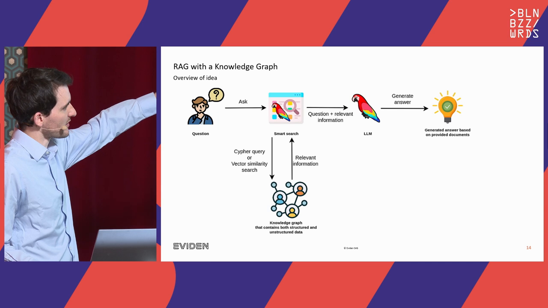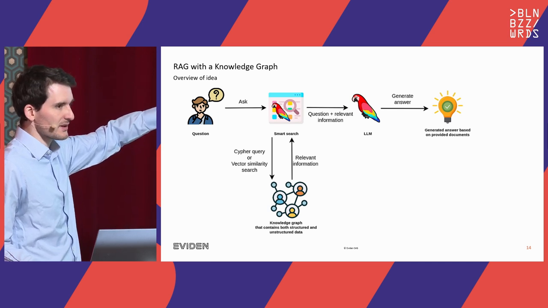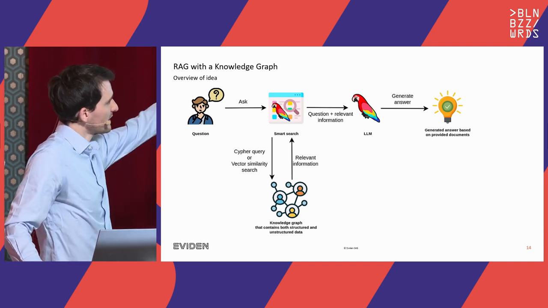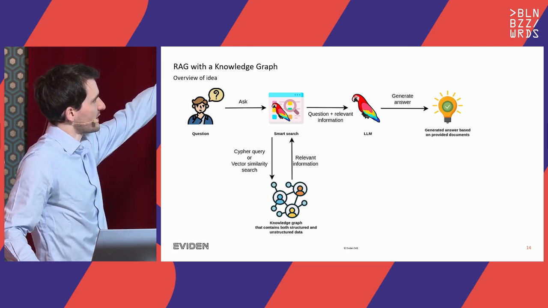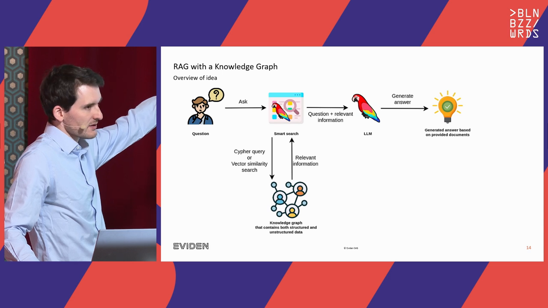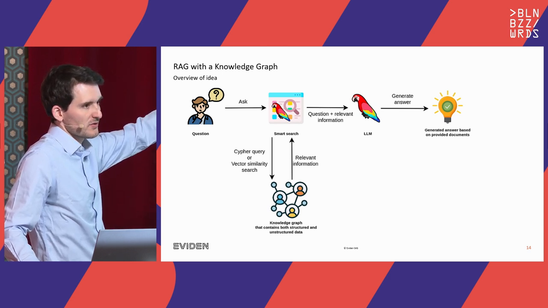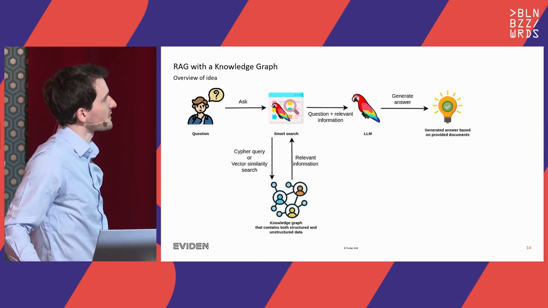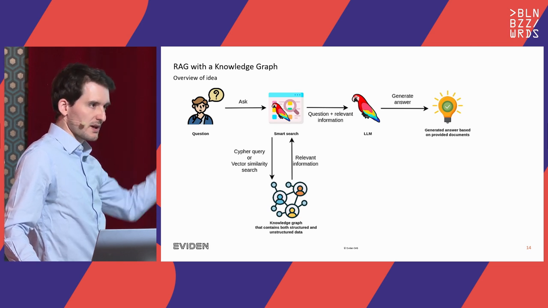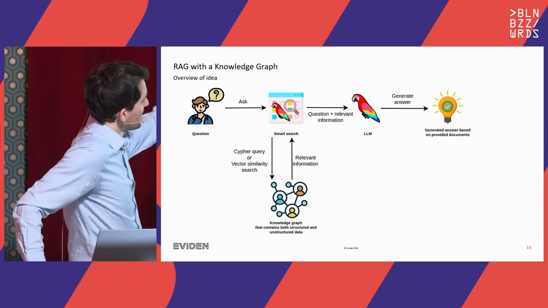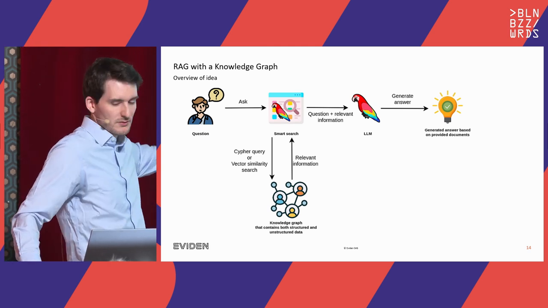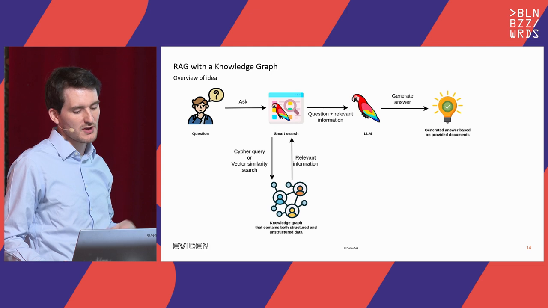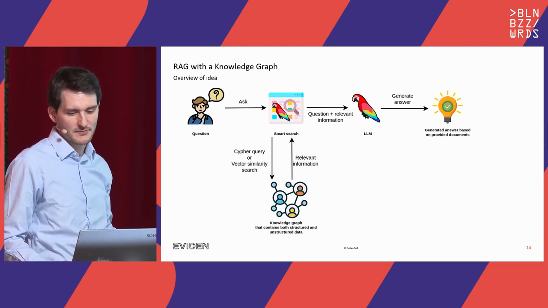An alternative to performing vector similarity search and then getting the nodes that are around the retrieved node, you can also turn the question that you asked into a Cypher query. The Cypher query then retrieves nodes and relationships, so data from the knowledge graph, and then you put that retrieved information into the LLM as a context and generate an answer. So basically you have two options here for how you can integrate the knowledge graph, either by vector similarity search and then graph traversal around the retrieved nodes, or by Cypher query generation.